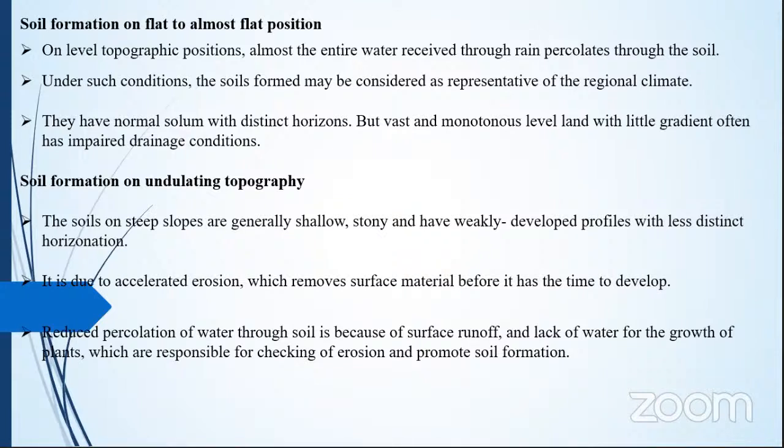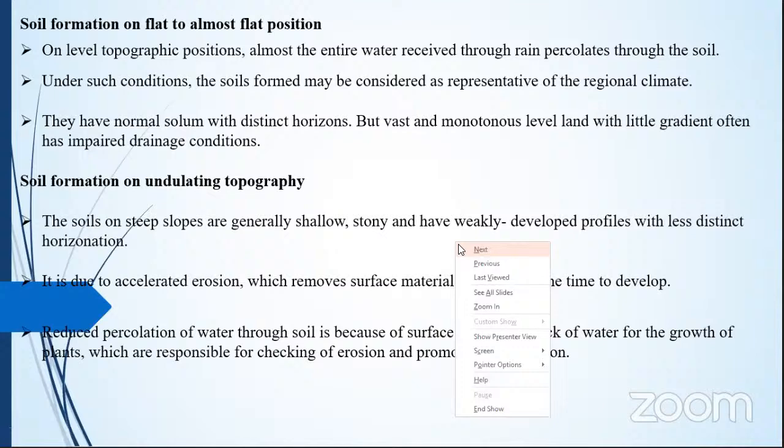If you want to avoid erosion, you have to check the erosion and promote soil formation. You have to grow some plants which are deep rooted, or some grassy vegetation, in the undulating area. Then the soil erosion will be controlled, and naturally there will be some development of the soil profile, which creates an environment helpful for the production of crops, especially in undulating topography.